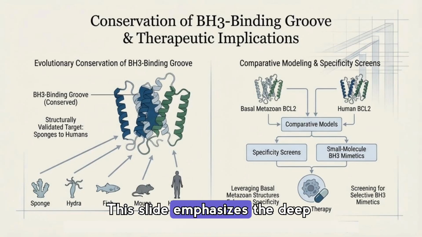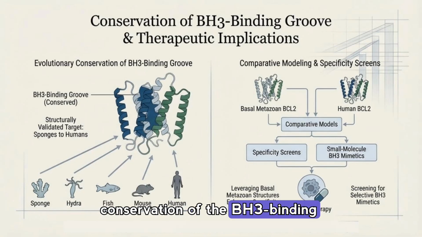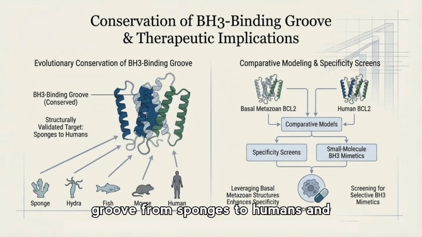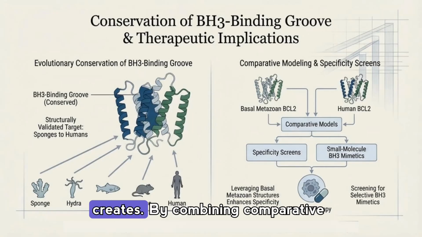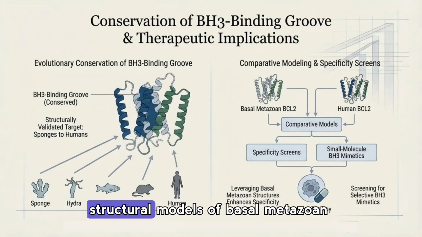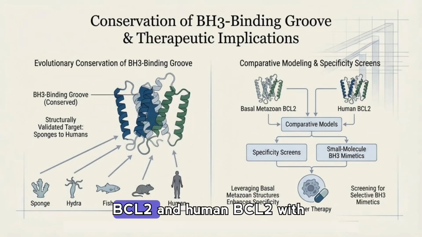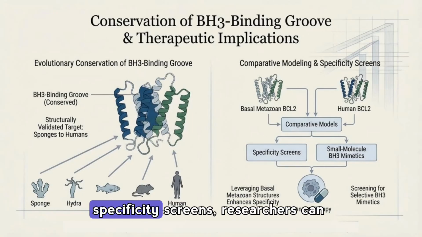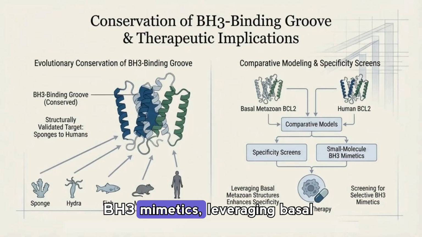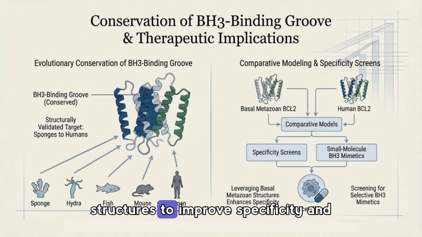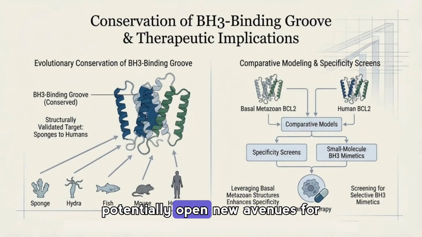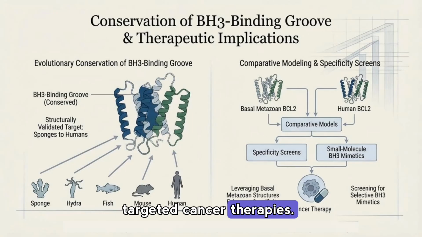This slide emphasizes the deep conservation of the BH3 binding groove from sponges to humans and the therapeutic potential that creates. By combining comparative structural models of basal metazoan BCL2 and human BCL2 with specificity screens, researchers can identify selective small molecule BH3 mimetics, leveraging basal structures to improve specificity and potentially open new avenues for targeted cancer therapies.